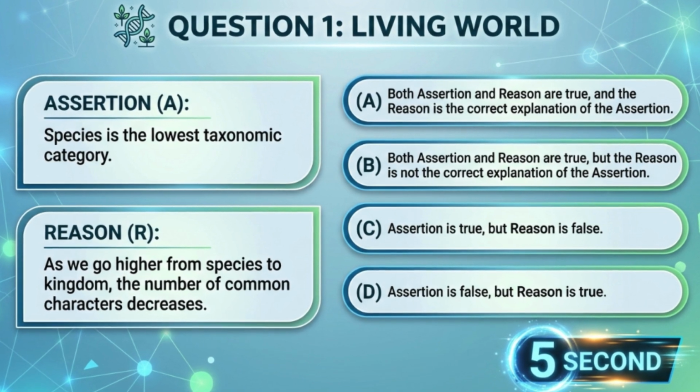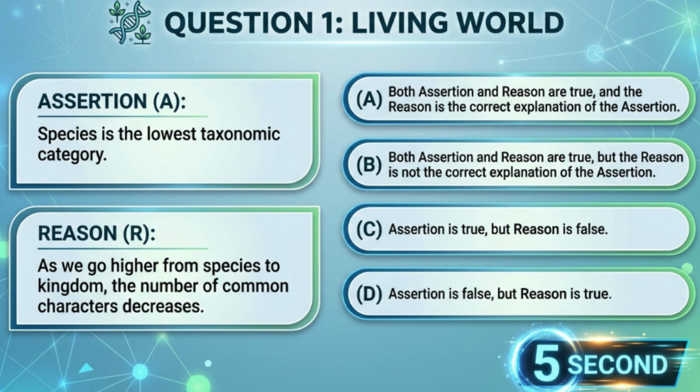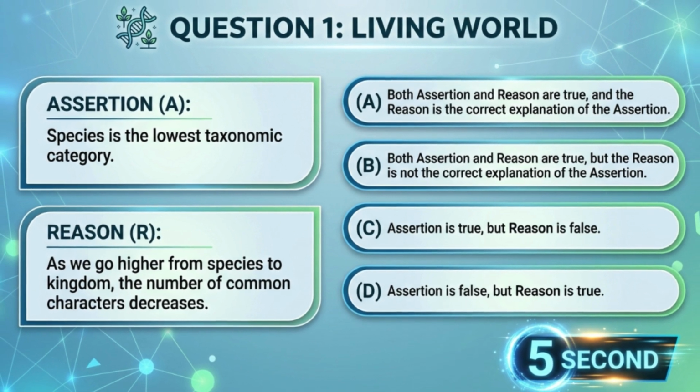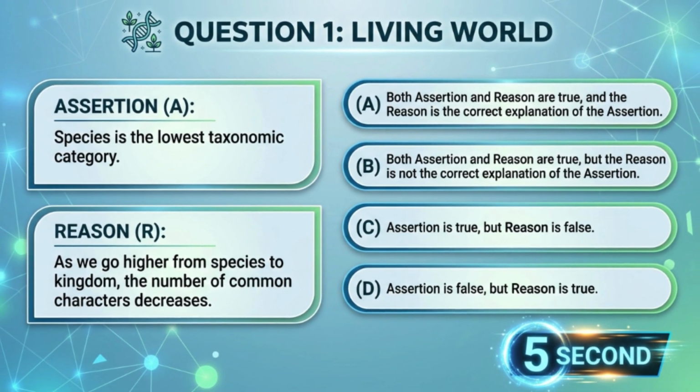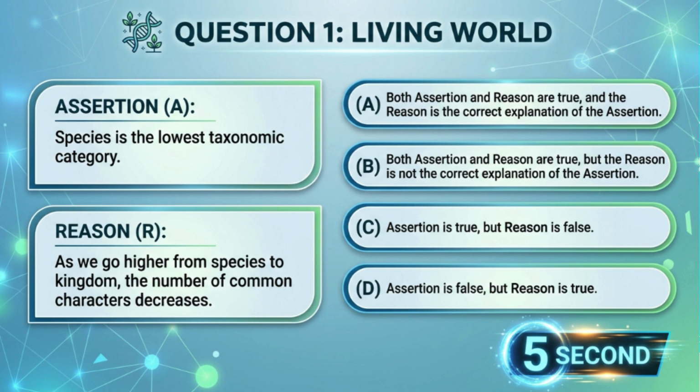Question 1. The living world. Assertion A. Species is the lowest taxonomic category. Reason R. As we go higher from species to kingdom, the number of common characters decreases. 3, 2, 1. Species is the lowest category, which is true. The common characters decrease as you go up, which is also true. But the decrease in characters isn't the reason why species is the lowest, so the option is B.